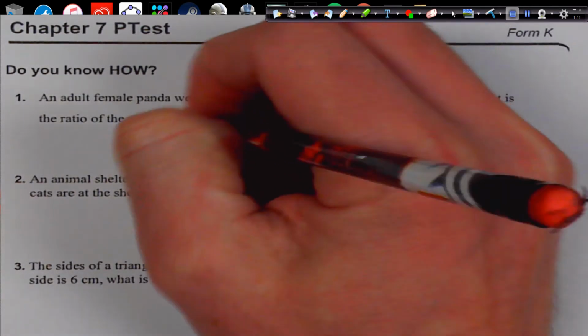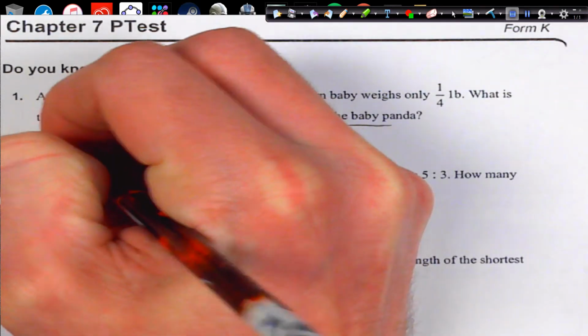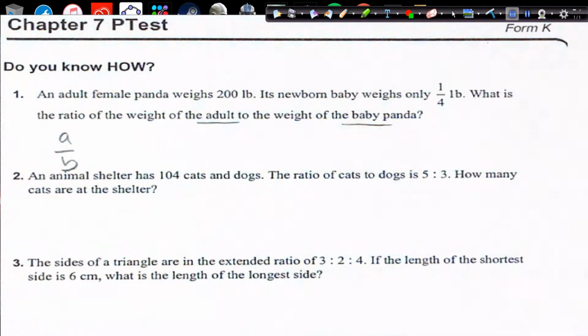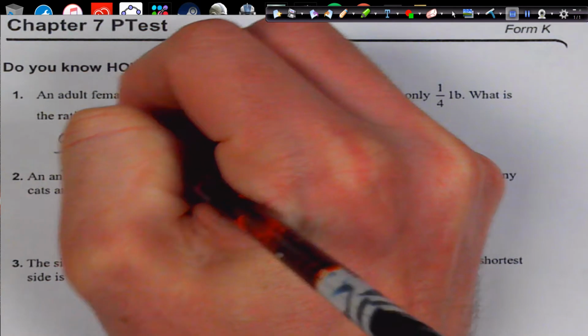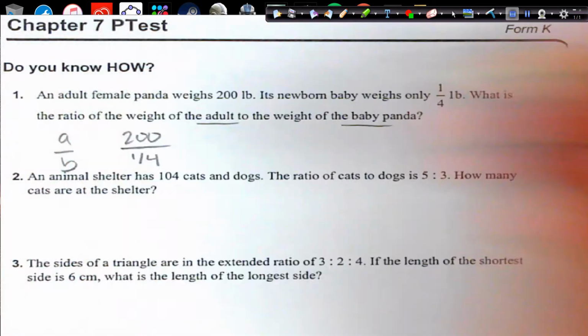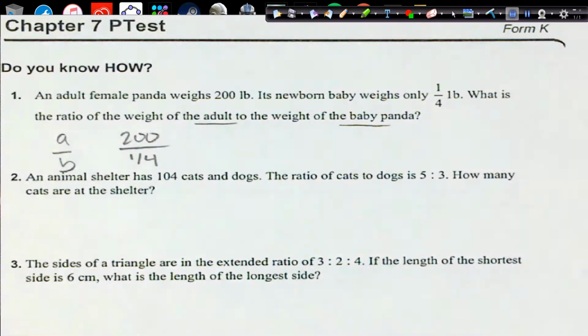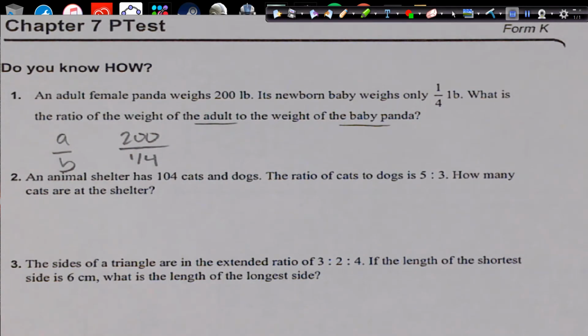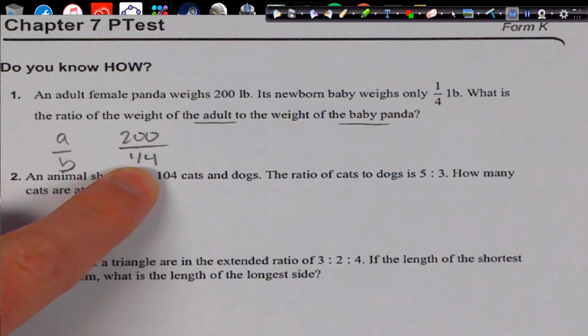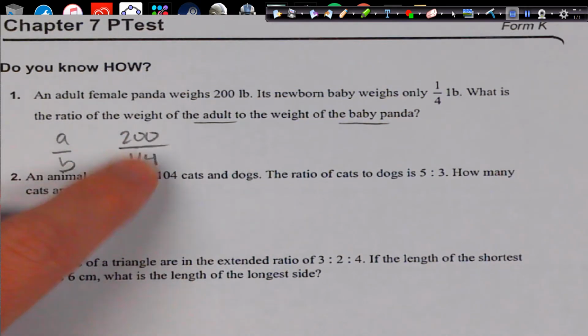So we're going from the adult to the baby, so A over B, adult to baby. Well, the adult weighs 200 pounds, and the baby only weighs a quarter of a pound. We can't leave a ratio with a fraction. It's just asking me for the ratio. This isn't a proportion. So I'm going to have to figure out what I could do to make this a whole number. So I have a quarter. What can I multiply to a quarter to make it a whole number?